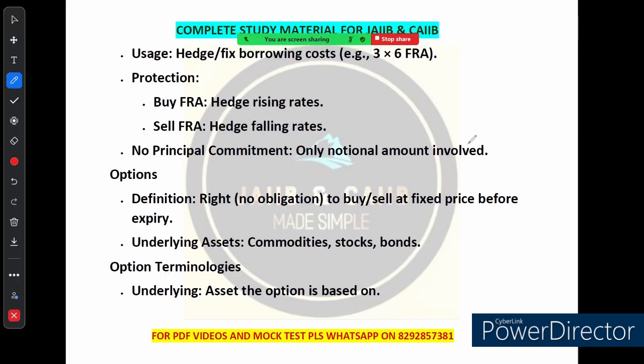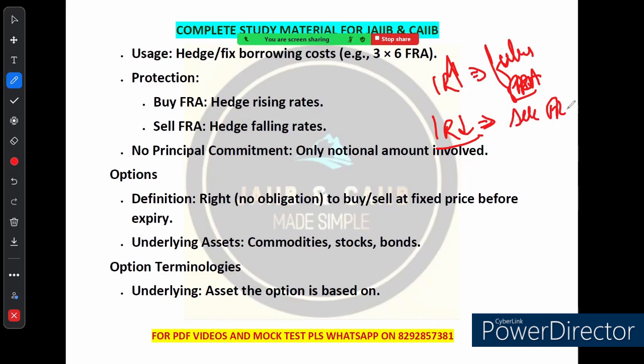So if you expect that the interest rate will rise in the future, you buy a forward rate agreement to hedge. And if you expect that the interest rate will fall, you sell an FRA. This is the basic concept. Now the cool thing is you are only dealing with the notional amount, no principal commitment. No need to commit the principal.